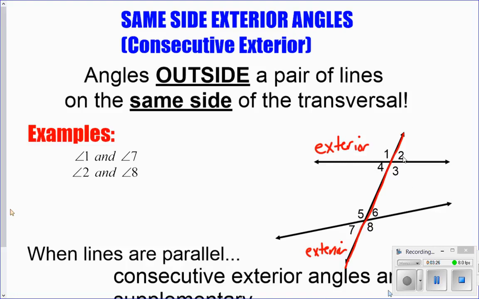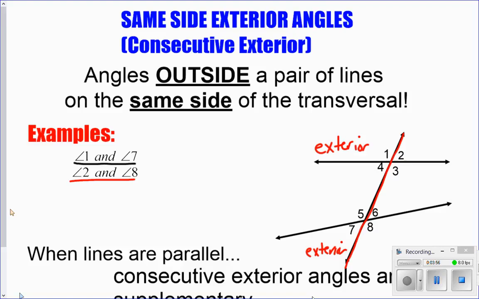So that means angle 2 and angle 8 are same side exterior angles, or another name for those is consecutive exterior angles. So 2 and 8, those are same side exterior angles. Similarly, angle 1 and angle 7, they're on the left side of the transversal and on the outside of the lines. So angles 1 and 7 are same side exterior angles or consecutive exterior angles.